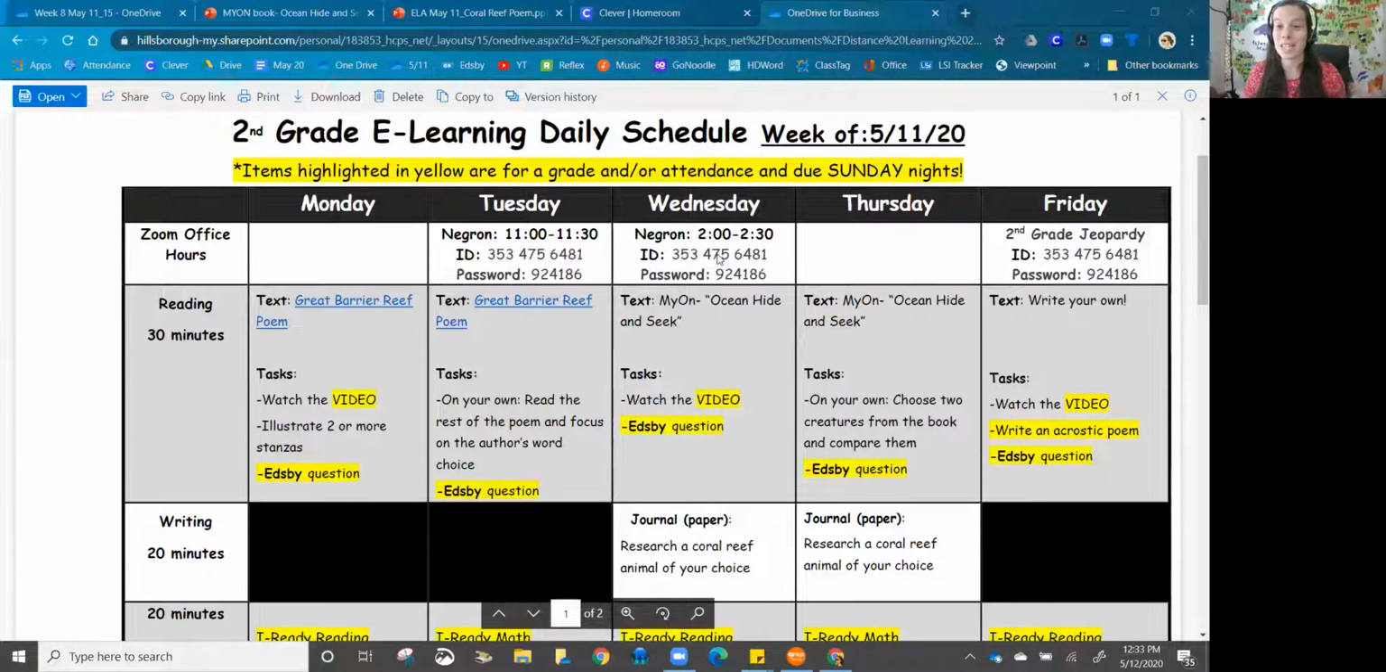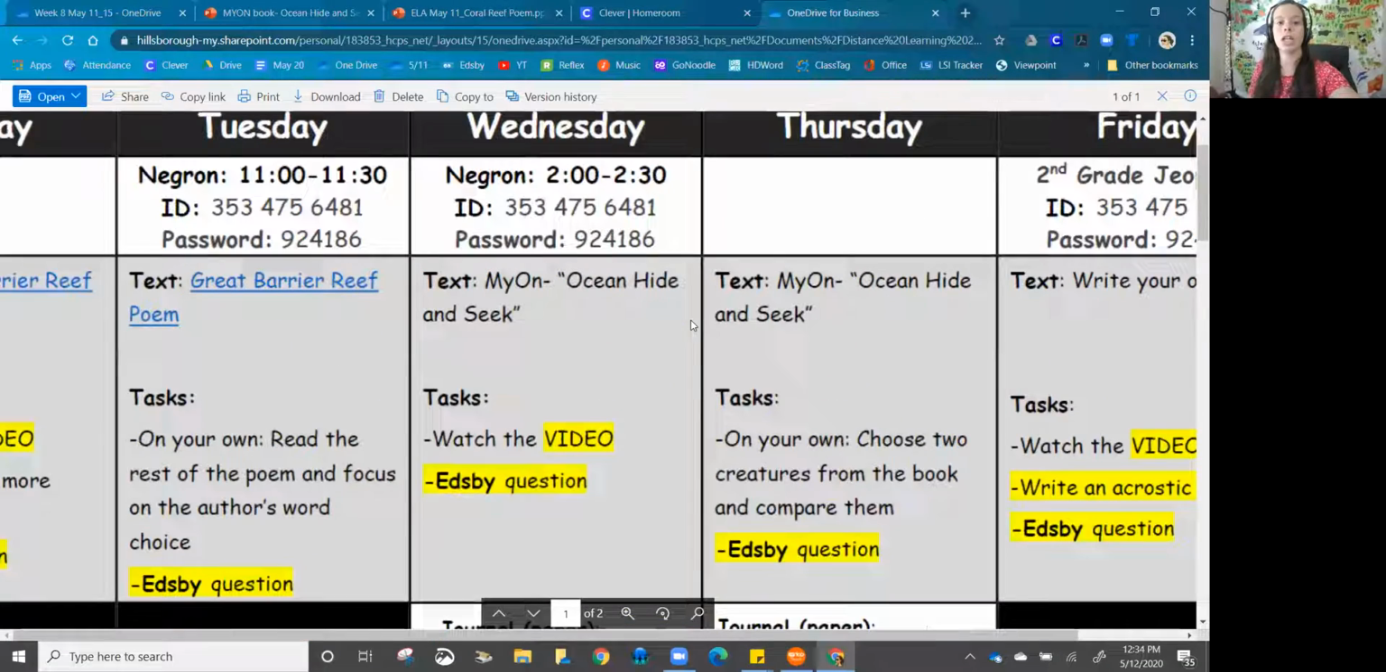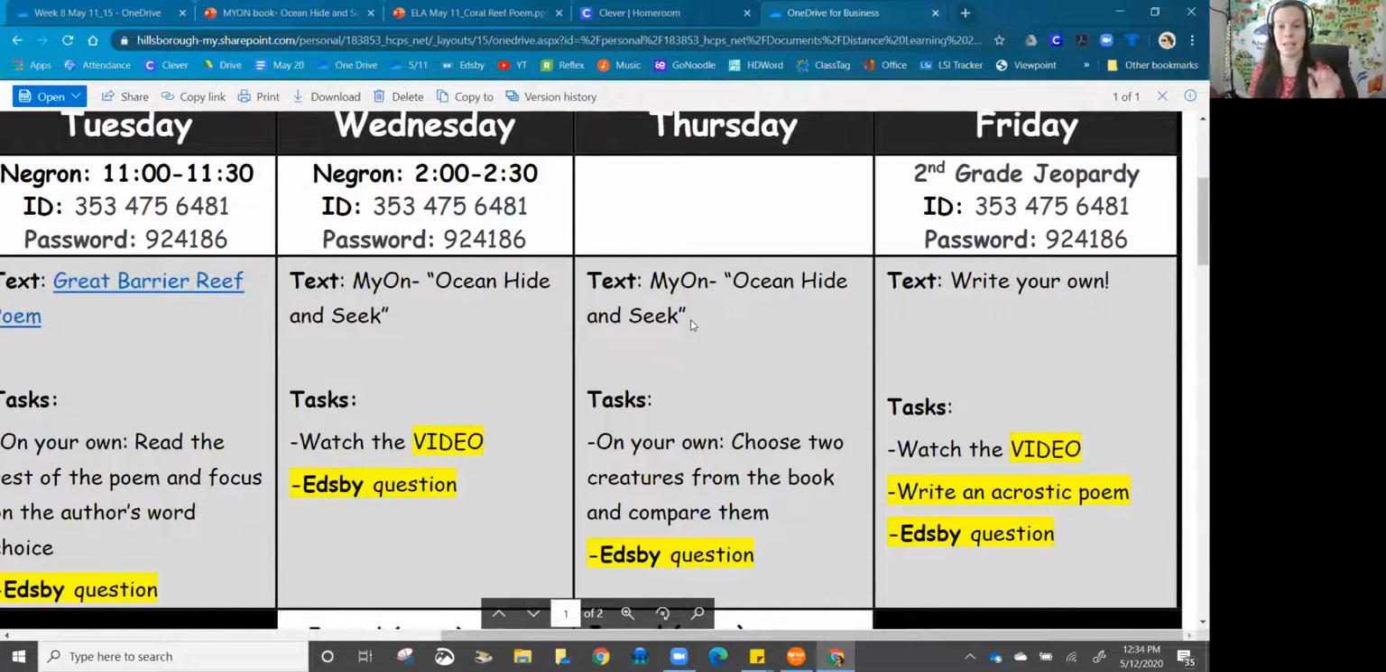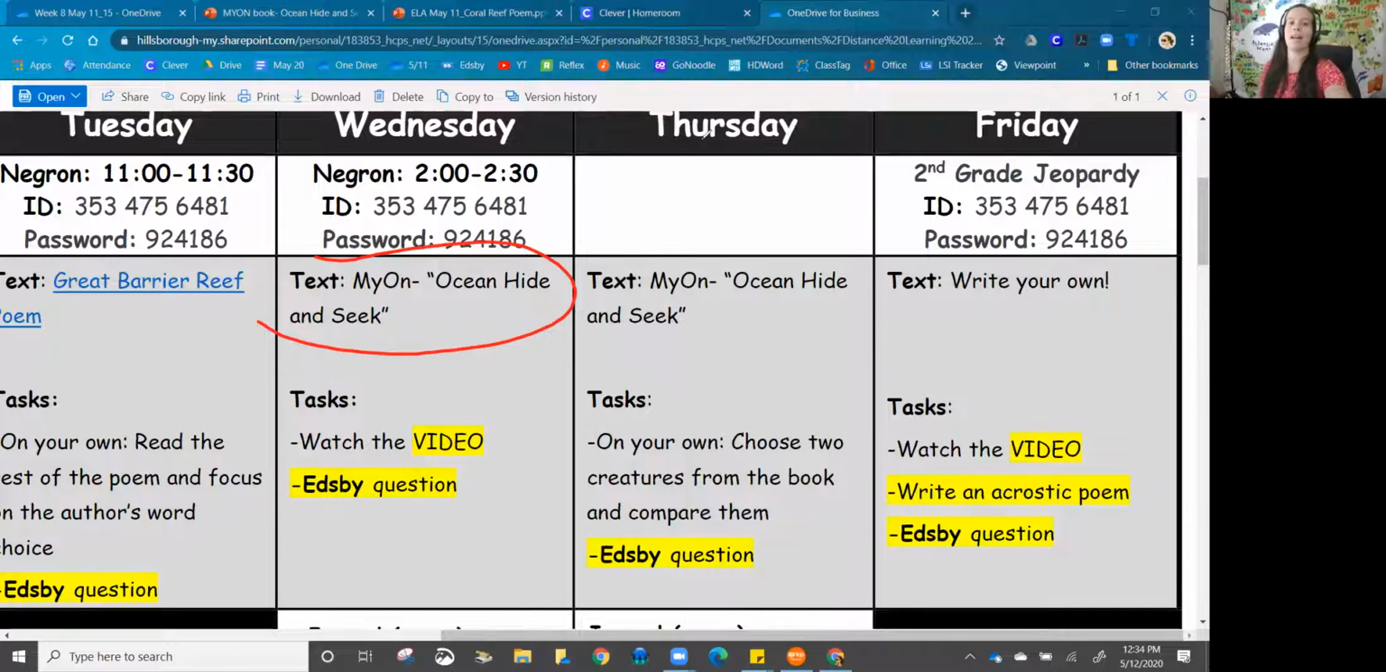Okay, so today and tomorrow, you're going to read a different book. This book is on MyOn. It's called Ocean, Hide, and Seek. That's what you'll search for, and I'll show you what it looks like in MyOn. So today and tomorrow, you are doing Ocean, Hide, and Seek.